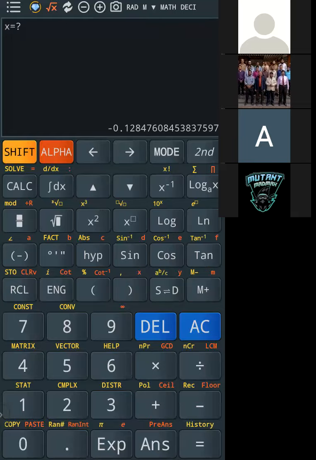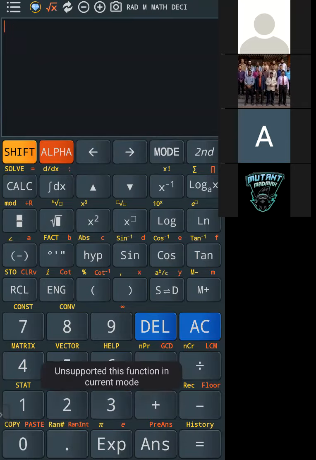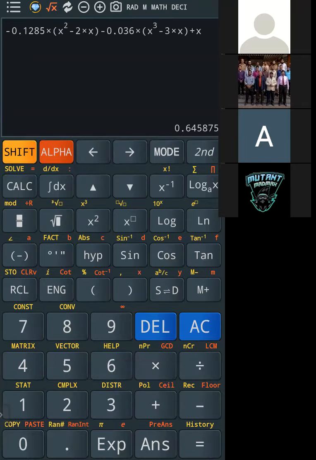I'll solve it for what value of x? Initially at x is equal to 0. Let's see what value we're getting. I'm getting that value as 0.3326. Now I will solve it again for x is equal to 0.5. I get that value as 0.6459. Again, I will solve for x equal to 0.75.